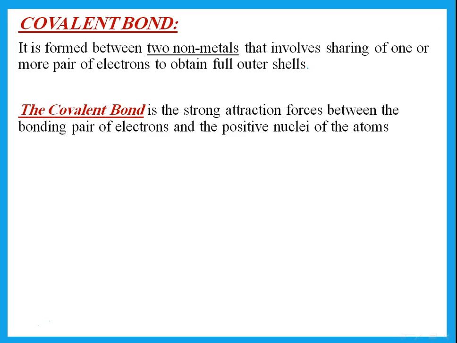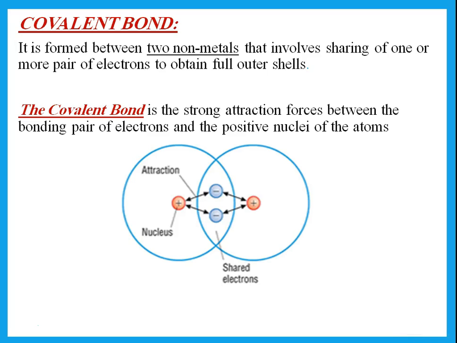And a covalent bond involves sharing of one or more pairs of electrons to obtain a full outer shell. Remember that in the ionic bond, one of them lost and the other gained. But in the covalent bond, they're going to share a pair of electrons, or two pairs of electrons, or three pairs of electrons. And the covalent bond is the strong attraction force between the bonding pair of electrons and the positive nuclei of the atoms.